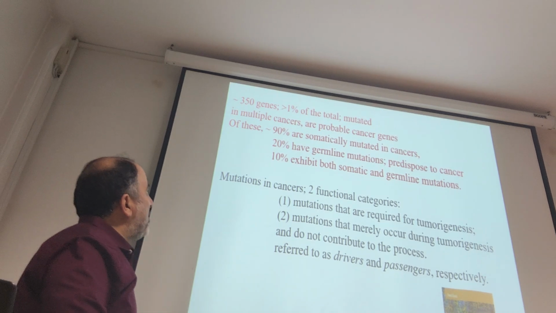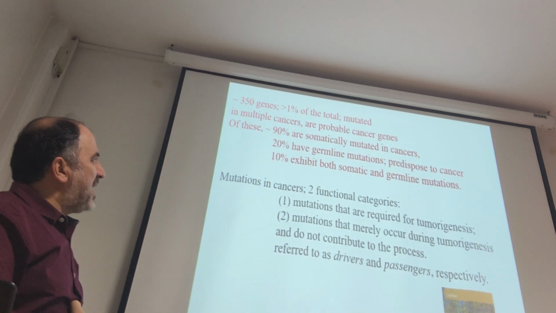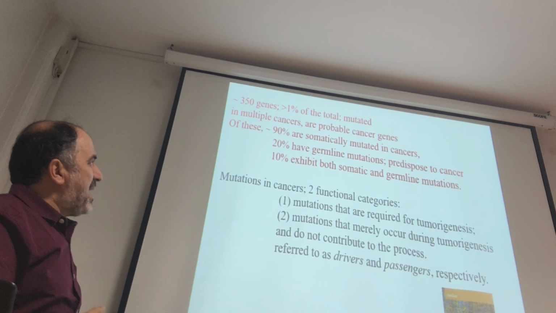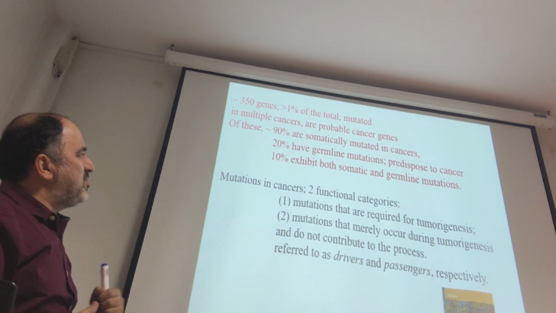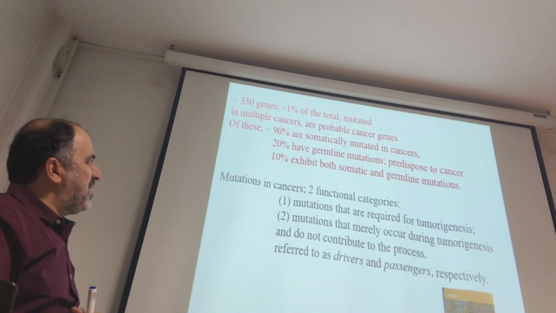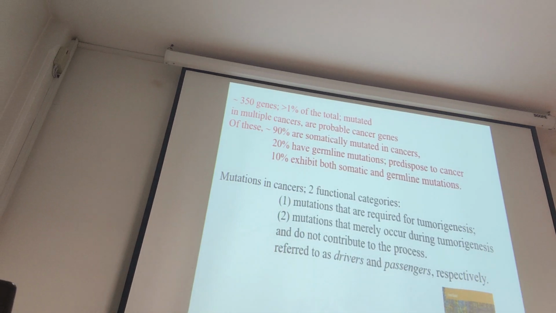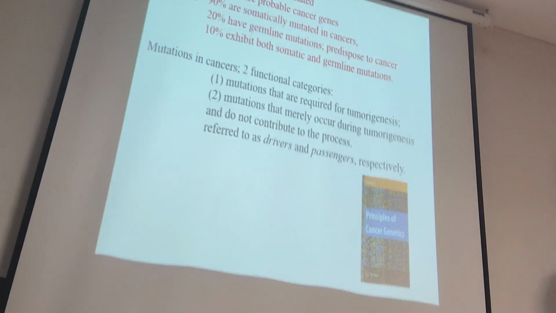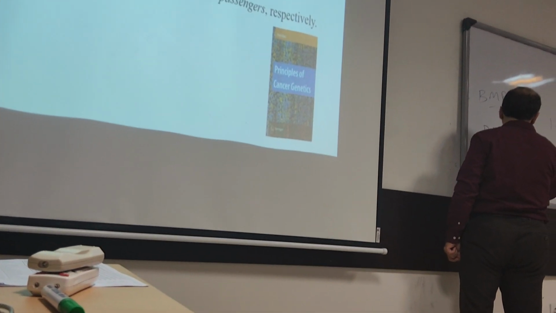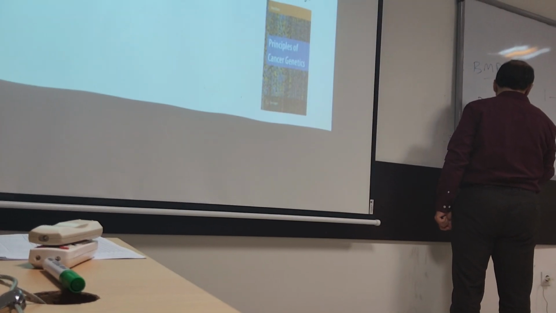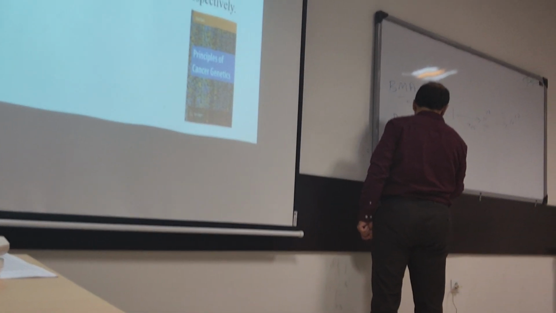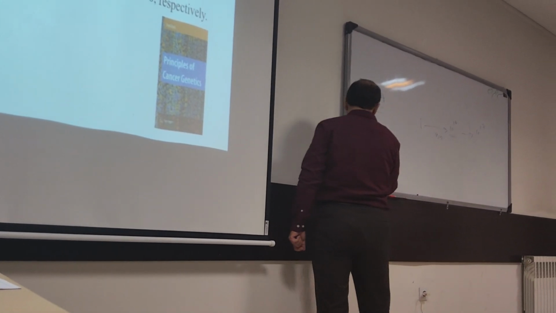At least 350 genes are responsible for cancer genetics. The majority of them are somatic mutated, 20% are germinal mutated, 10% both germinal and somatic. What does it mean? Germinal, I think I told you before, but I should tell it again because it's very important, somatic. We do have two kinds of mutation.